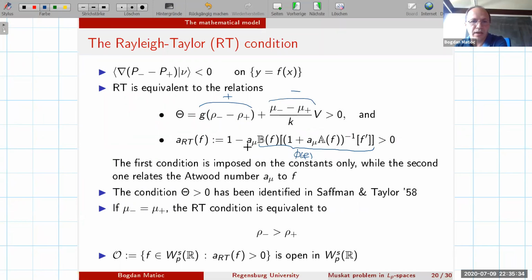The condition that theta is positive had been identified previously within the linear theory by Saffman and Taylor in a paper from '58. And if the viscosities of the fluids are equal, then the Rayleigh-Taylor condition simply says that the fluid below should have a larger density. This can be seen because equal viscosities mean a_mu is 0, so this function vanishes, this term also vanishes, and we are left with the condition that rho minus should be larger than rho plus.